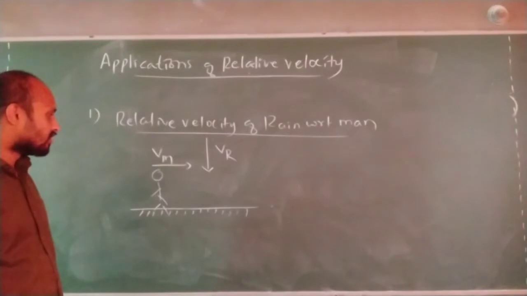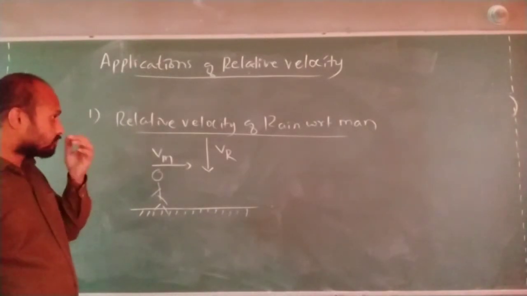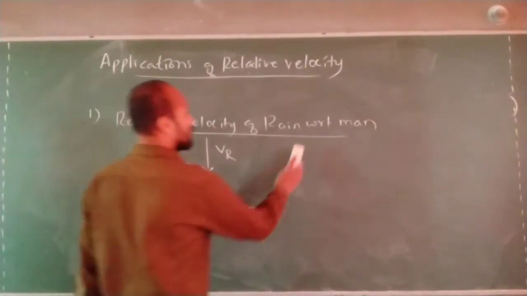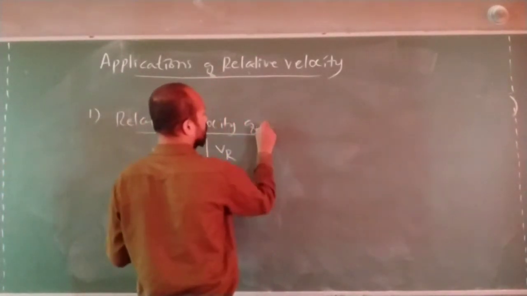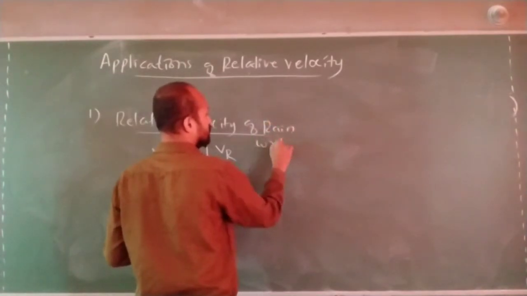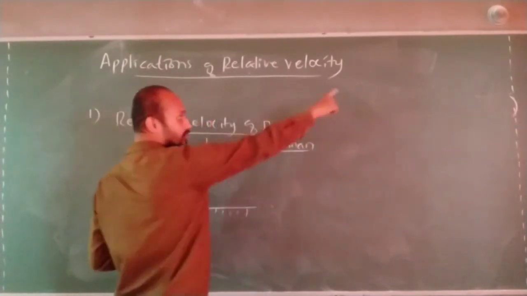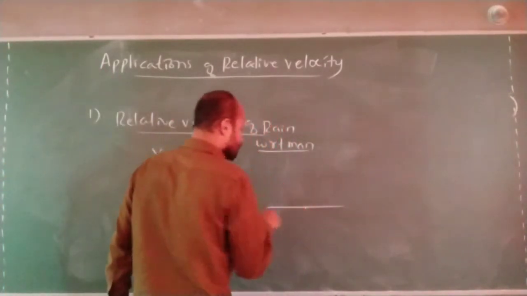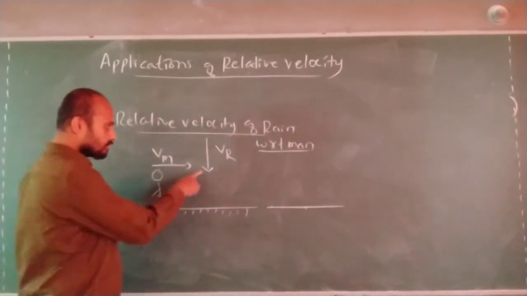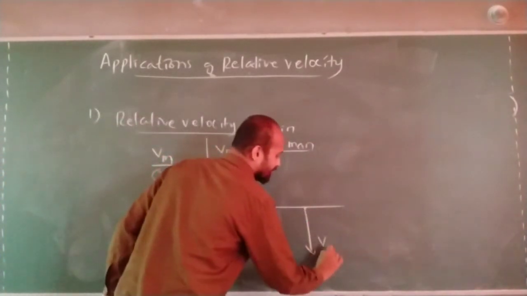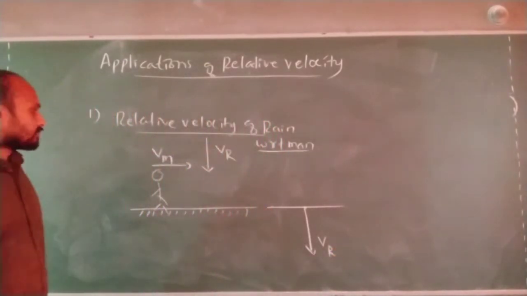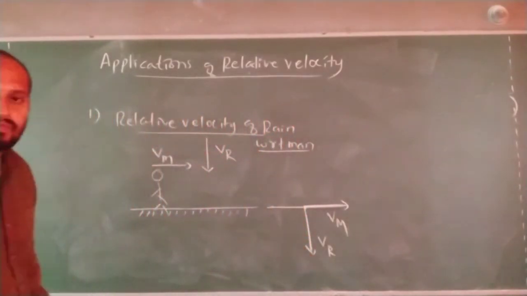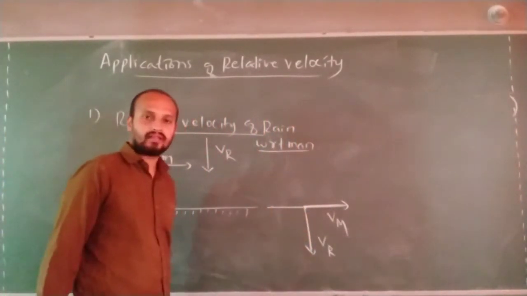Are you understanding this? So, what can I do? How to find? I will utilize that space to find. So, see here, I will draw vectors. Let me draw velocity of rain like this. Velocity of man is like this.